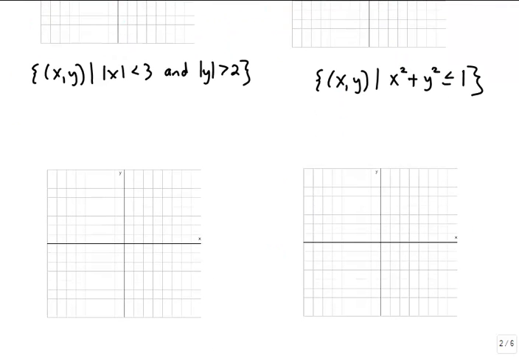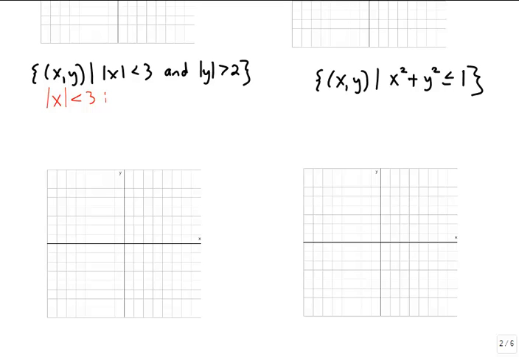All right, here's another one. This time we want the set of all points x comma y such that the absolute value of x is less than 3 and the absolute value of y is greater than 2. So let's start with absolute value of x less than 3. Absolute value means the distance away from 0 on a number line. So this is asking for all the points x comma y that have a distance away from 0 that's less than 3. Now, this is something that you learn in intermediate algebra when we talk about absolute value inequalities.